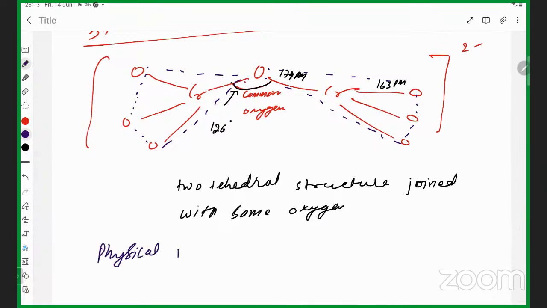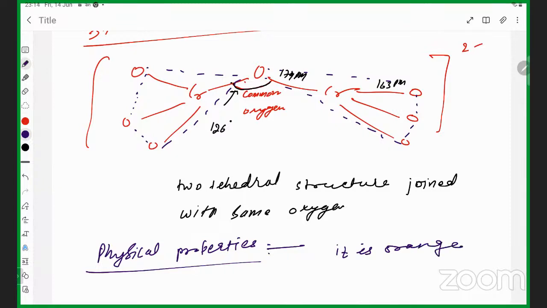K2Cr2O7 physical properties. What are the physical properties if I look? It is an orange crystalline solid.